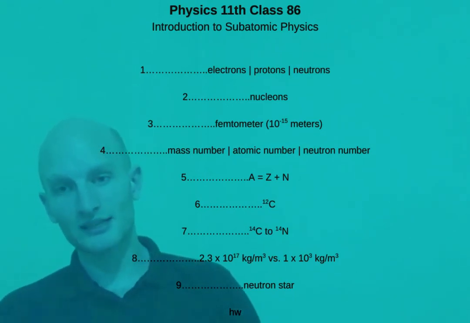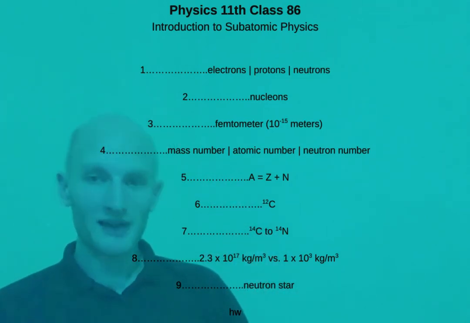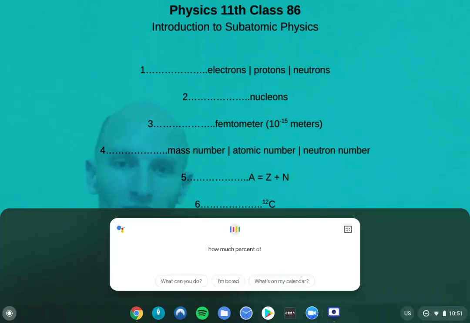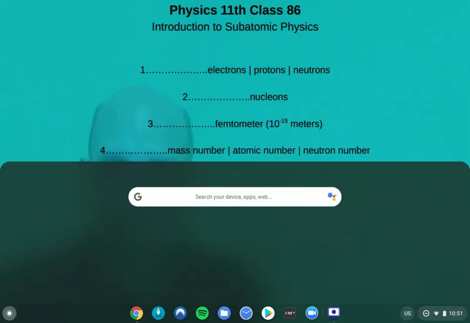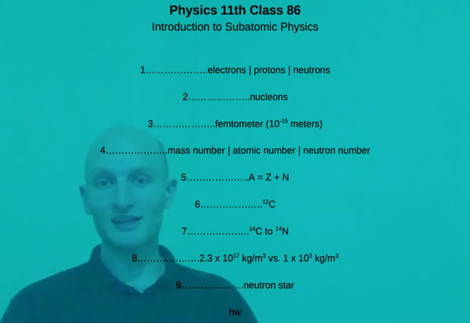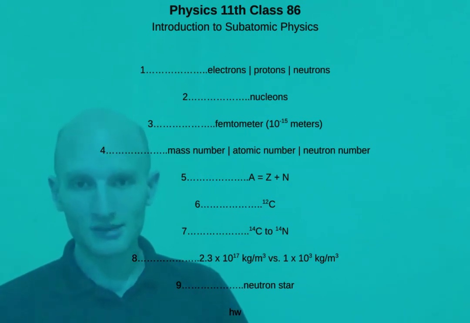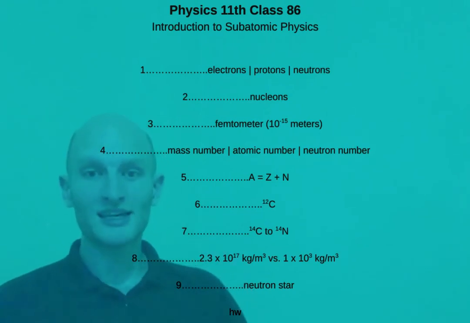About 98.9% of the carbon on Earth is carbon-12. And then about 1% of the other carbon on Earth is other isotopes. How much percent of carbon is carbon-12 on Earth? About 99. I said 98.9. So 99% of the carbon on Earth, our textbook says 98.9%, is carbon-12. Some of it is carbon-13, and then some of it, a very small amount, is carbon-14.